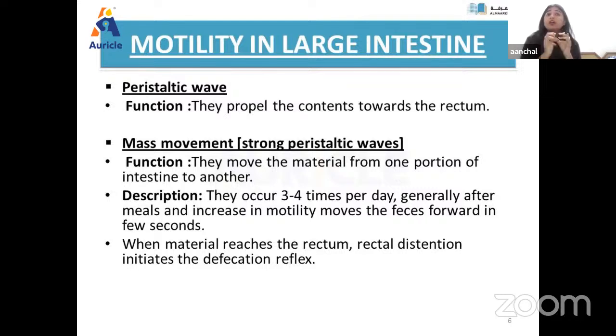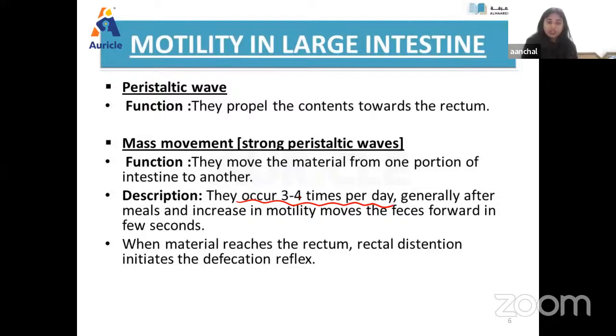And how many times will they occur? Basically they occur 3 to 4 times per day and are usually generated after meals. An increase in motility moves the feces forward in a few seconds. And this is the reason that in newborns, the defecation reflex immediately arises whenever they have food, any kind of food, milk or anything. So this mass movement is responsible for that reflex. Basically these strong peristaltic waves are generated 3 to 4 times per day.